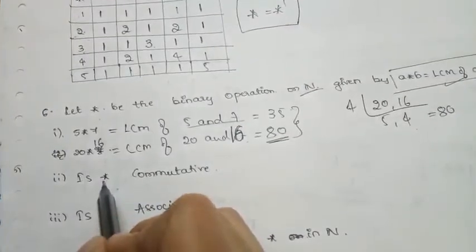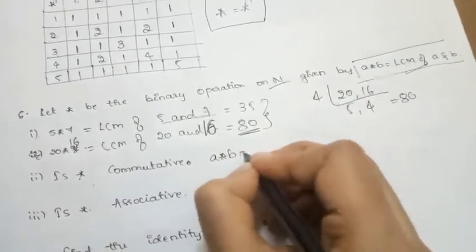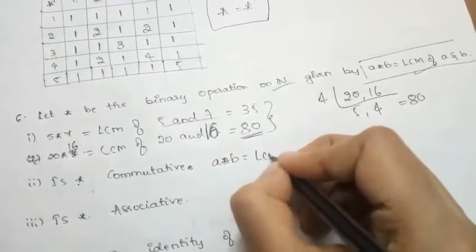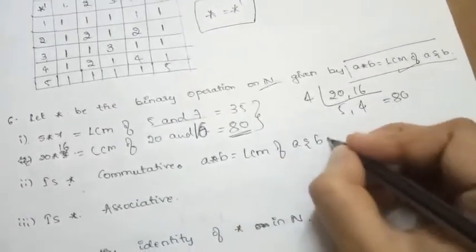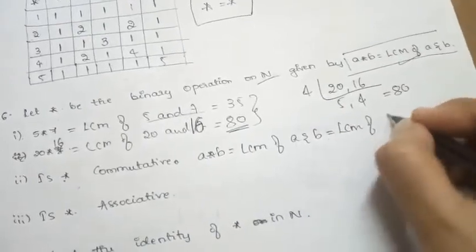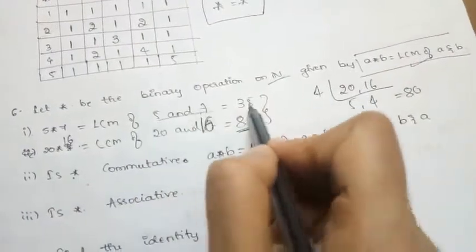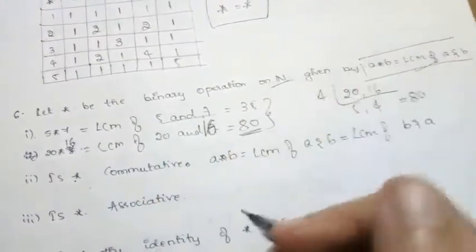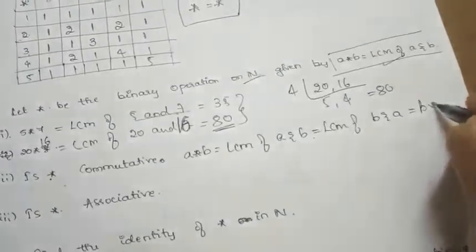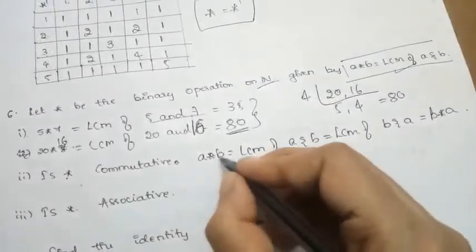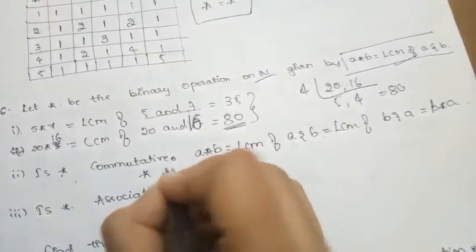Now we need to check whether star is commutative or not. So let us see. What does A star B say? It says it is the LCM of A and B. We know that the LCM of A and B is also equal to the LCM of B and A. If you take any two numbers, the LCM of 5 and 7 is 35, and the LCM of 7 and 5 is also 35. So what is the LCM of B and A? According to the definition, it is nothing but B star A. So clearly for any two natural numbers, A star B is equal to B star A. Therefore, star is commutative here.